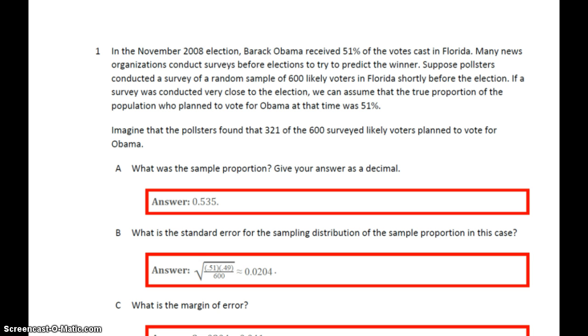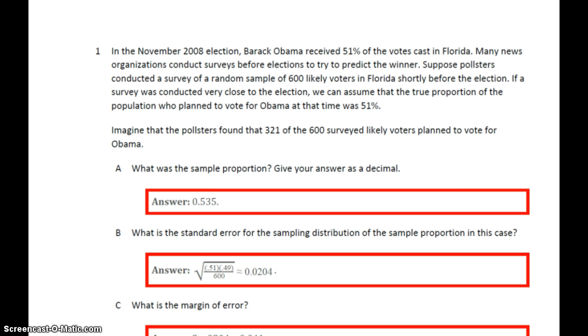Okay. Now, let's look at an application here. In the November 2008 election, Barack Obama received 51% of the votes cast in Florida. Many news organizations conduct surveys before elections to try to predict the winner. Suppose pollsters conducted a survey of a random sample of 600 likely voters in Florida shortly before the election. If a survey was conducted very close to the election, we can assume the true proportion of the population who planned to vote for Obama at that time was 51%.